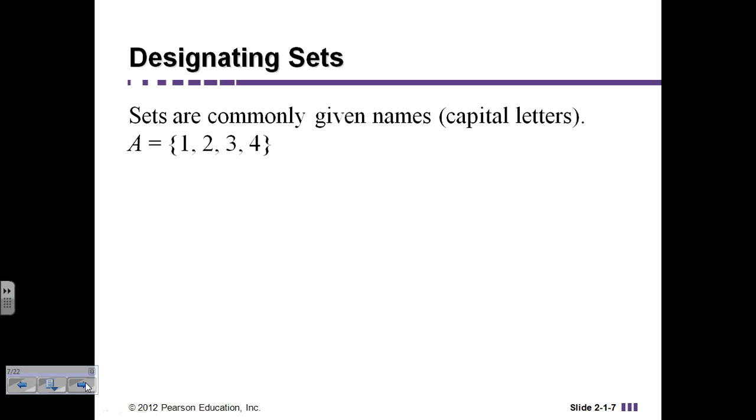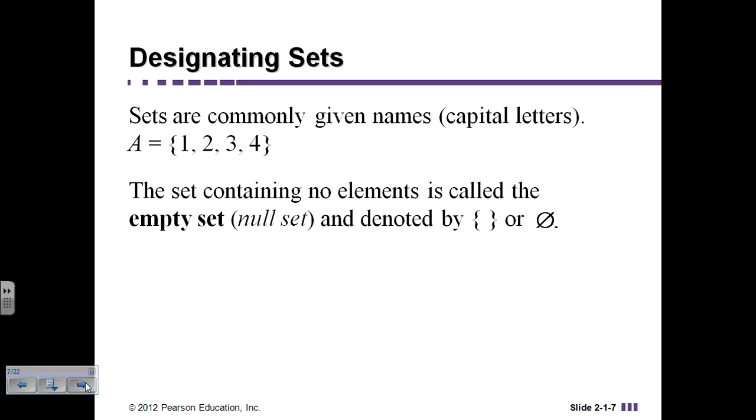Sets are usually given names. Usually they are given capital letters for their names, such as A, B, C, or D. And in this example here, we have a set A that is comprised of the elements 1, 2, 3, and 4. We always use curly brackets for sets. Don't use parentheses or square brackets when you're representing your sets.